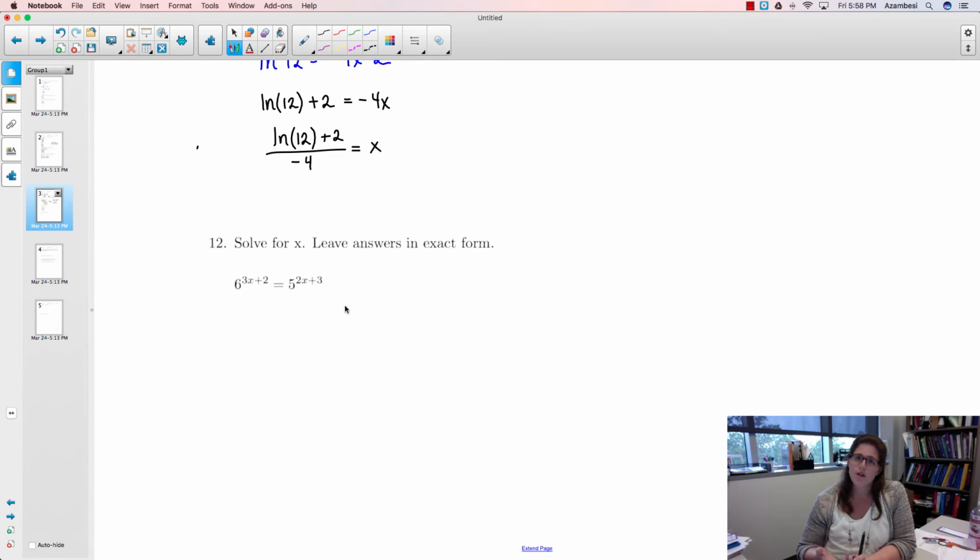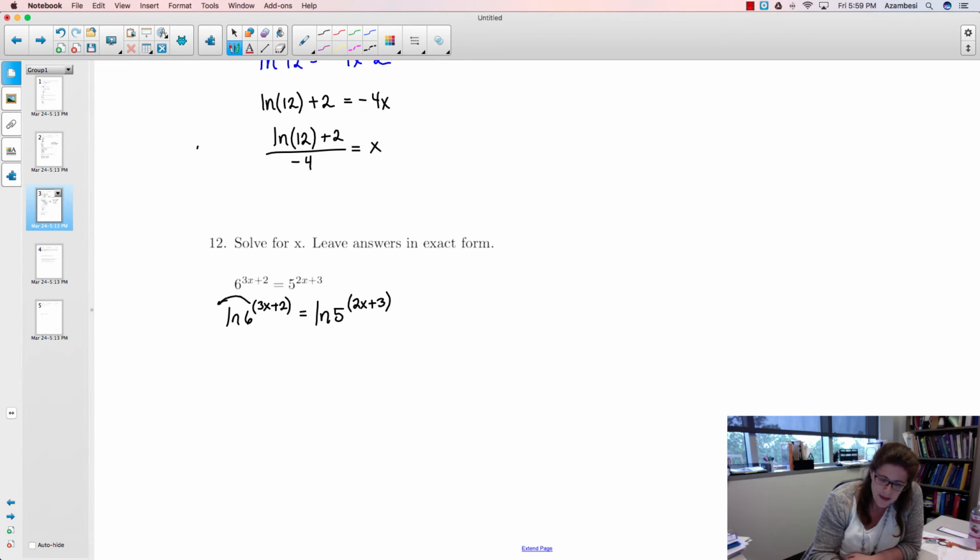So my next option is to take the natural log of both sides so that I can bring the power, using rules of logs, out to the front and solve for that x. So I'm going to take the natural log. I have the natural log of 6 to the 3x plus 2 is equal to the natural log of 5 to the 2x plus 3.